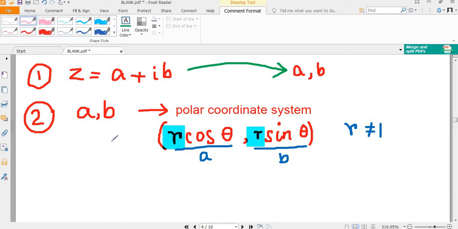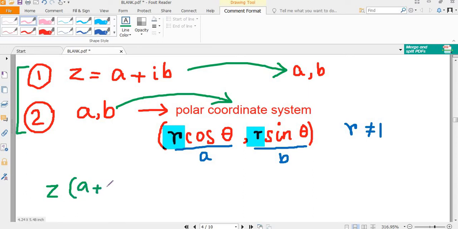The second video allows us to convert any point in the two-dimensional space, represented in the form a comma b, x comma y, p comma q, m comma n, to the polar coordinate system in the form r cos theta, r sin theta. So now, if we combine these two videos, we have a complex number.